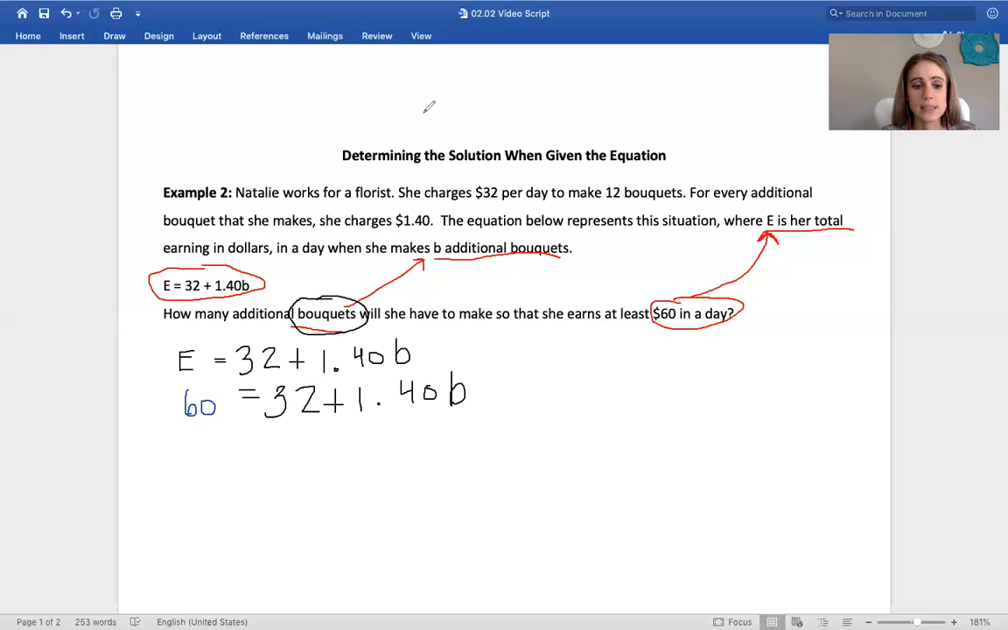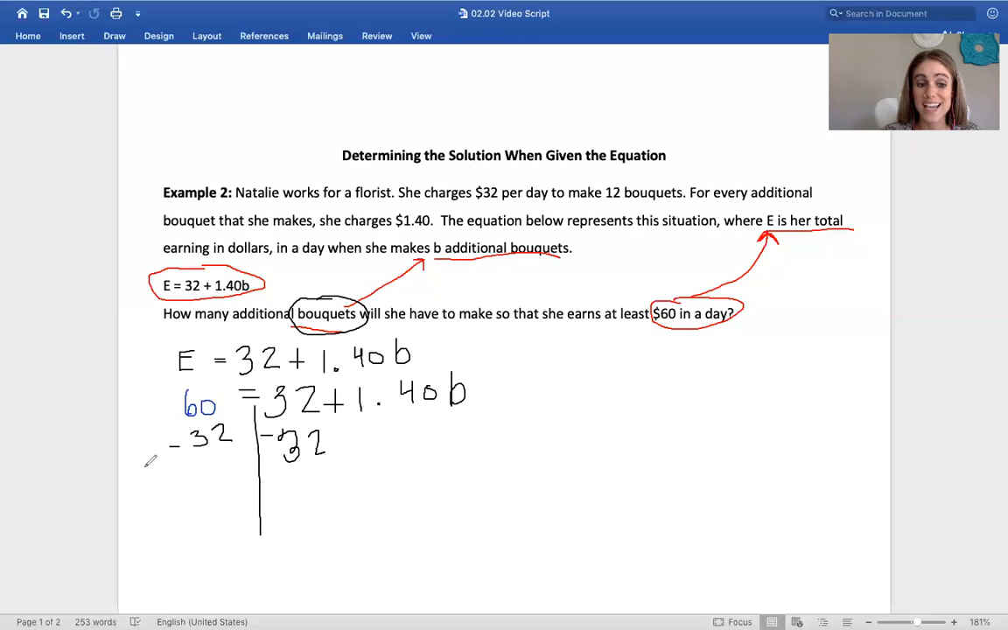All right, if we are isolating our variable B, the first thing is we need to take anything that's being added or subtracted and move that over to the other side. So here we have a positive 32. What's the inverse of a positive 32? Yeah, a negative. So we are going to subtract 32 from both sides of our equation.